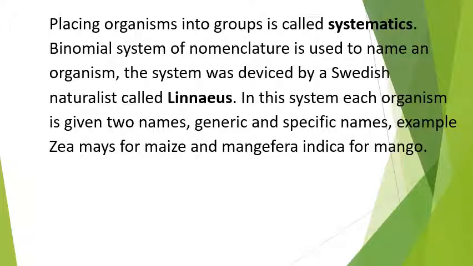Binomial system of nomenclature is used to name an organism. The system, that is binomial system of nomenclature, was devised by a Swedish naturalist called Linnaeus. In this system, each organism is given two names: generic and specific names. Now let's look at some examples. Maize. Our maize is called Zea mays. Another example is mango, which is Mangifera indica.